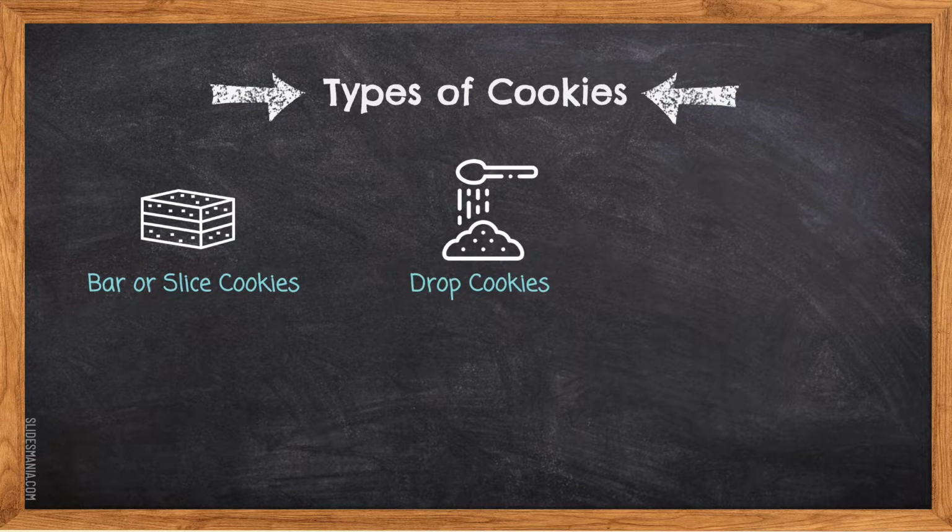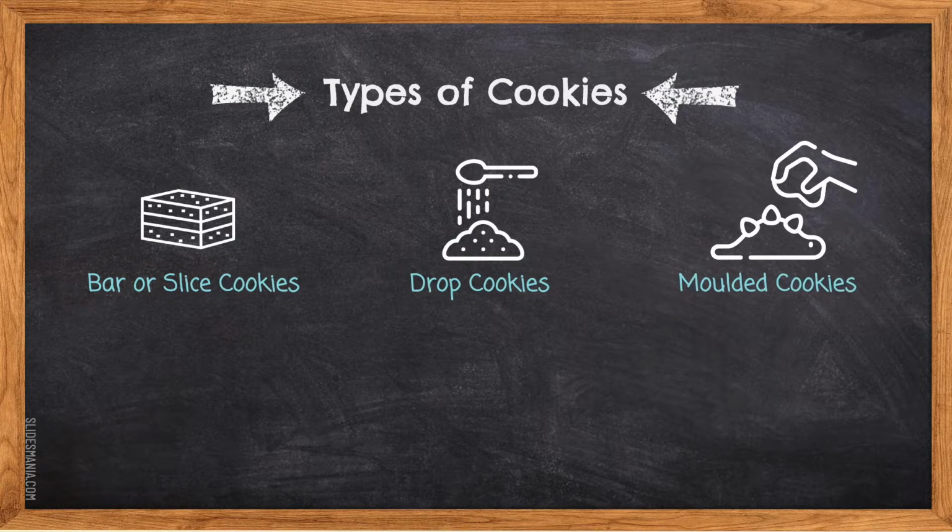2. Drop cookies. Drop cookies are made from a dough soft enough to be placed by spoonfuls on a cookie pan. This kind usually spreads during baking, so space must be allowed to prevent them from touching. A popular variety of a drop cookie includes chocolate chip or oatmeal raisin.